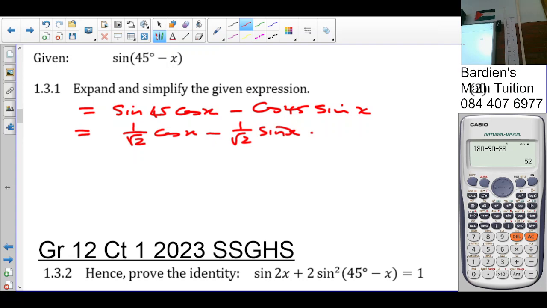Or we could have written it as root 2 over 2 cos x minus root 2 over 2 sine x. That comes from the special triangle, remembering that's 1, 1, root 2, so that is 45 degrees.